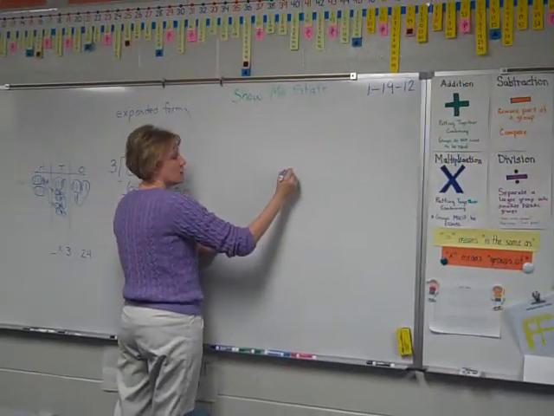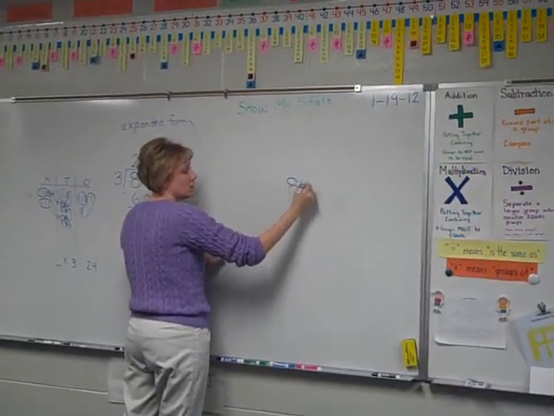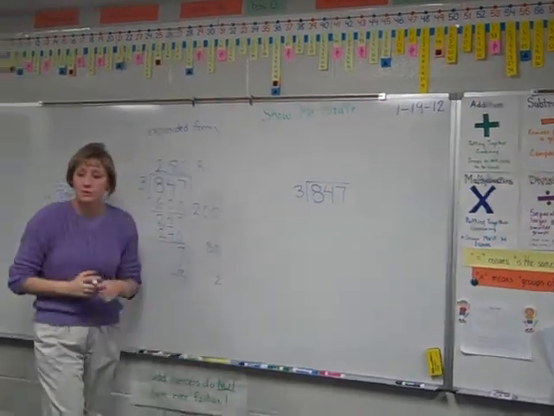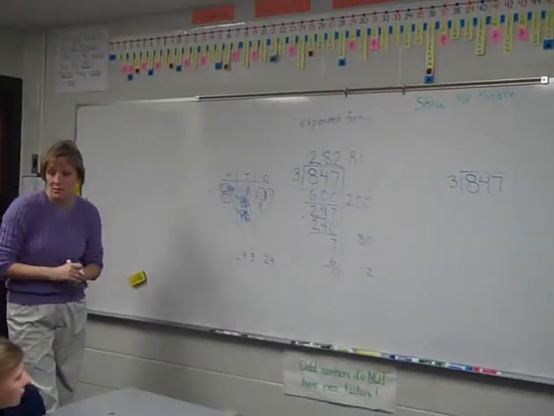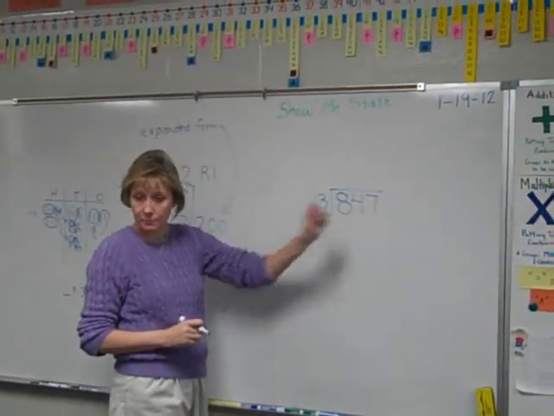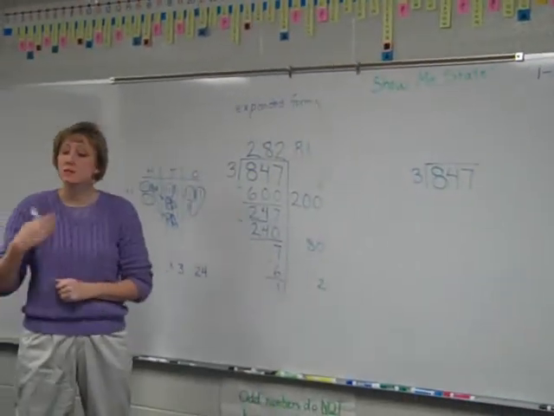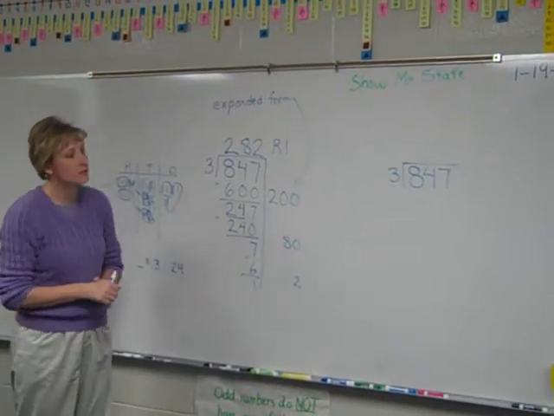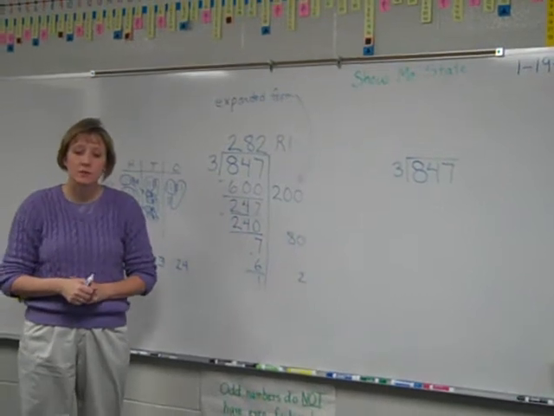Problem down. I still have 847 that I want to put into 3 equal groups. But you notice this time I don't have that line going down the side, do I? I just put these two. Okay? We worked on that yesterday. I'm still going to start in my largest place value because in division I always start in my largest place value. What is my largest place value?